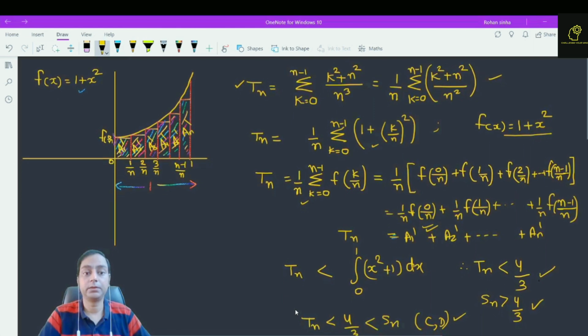Simply divide the whole length 1 into n equal parts, each part of length 1 by n. So this area a1 dash is 1 by n f of 0 by n, then 1 by n f of 1 by n, and so on, and this is less than the area under the graph y equal to 1 plus x square. This area is less than the integral of (1 plus x square) dx.